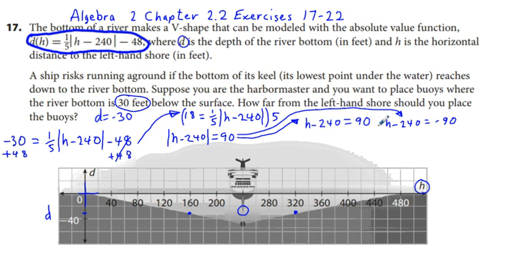Now when we solve for H, we're going to have our solutions. So on this left equation, if we add 240 to both sides of the equation, we get H is equal to 90 plus 240, and that's going to be 330 feet.